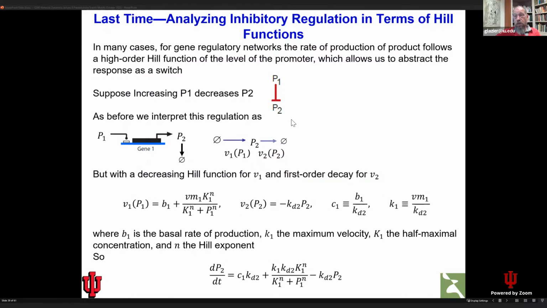If it's inhibitory, the only difference is that instead of a P in the numerator of my Hill function, I have a K in the numerator of my Hill function. And so I recognize that it takes some practice to get used to this, but once you've done it for a couple of cases, it's completely automatic to do it. It's the same thing that you do again and again and again.